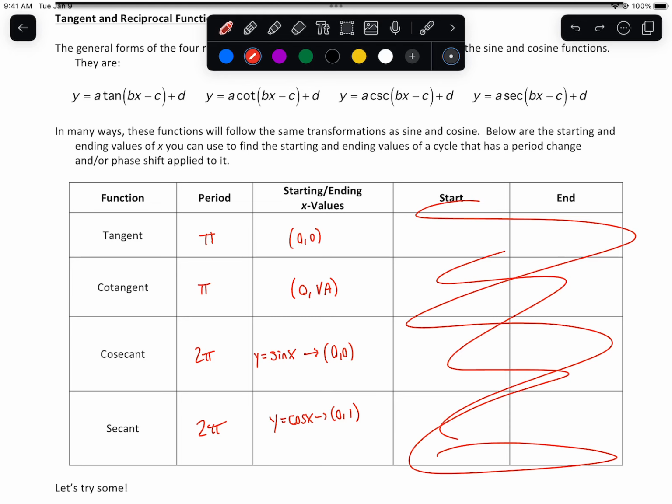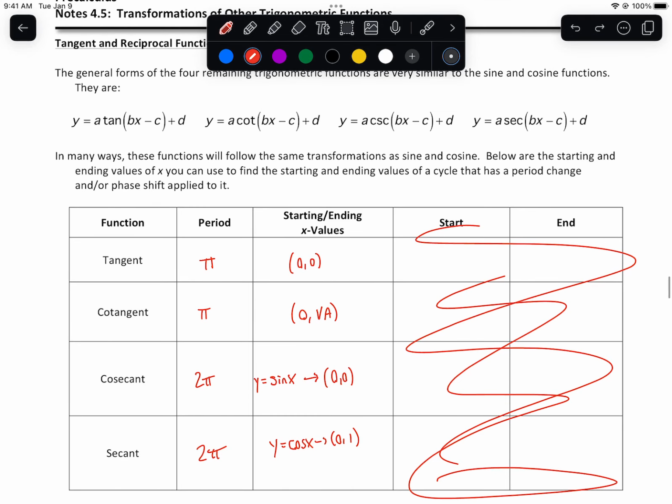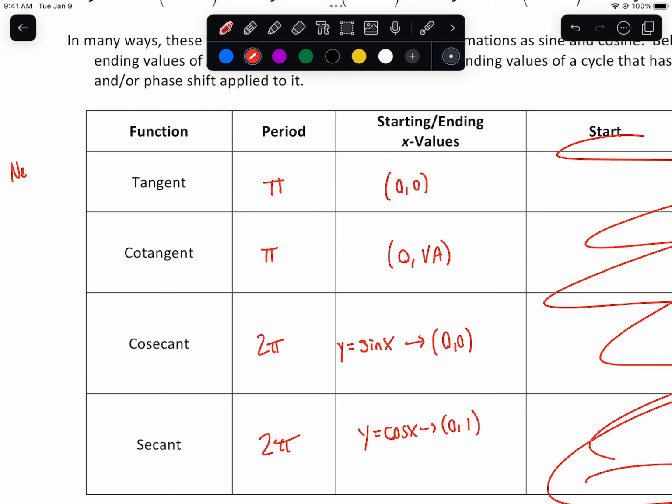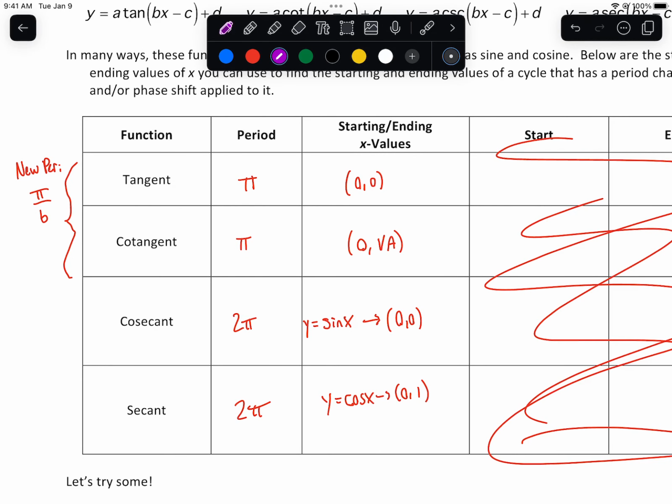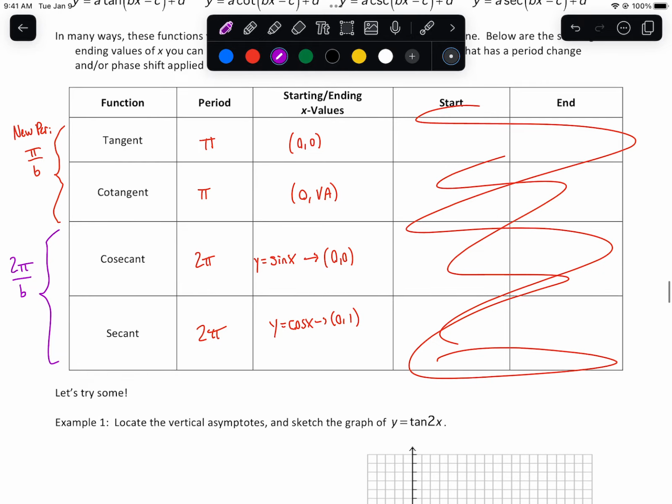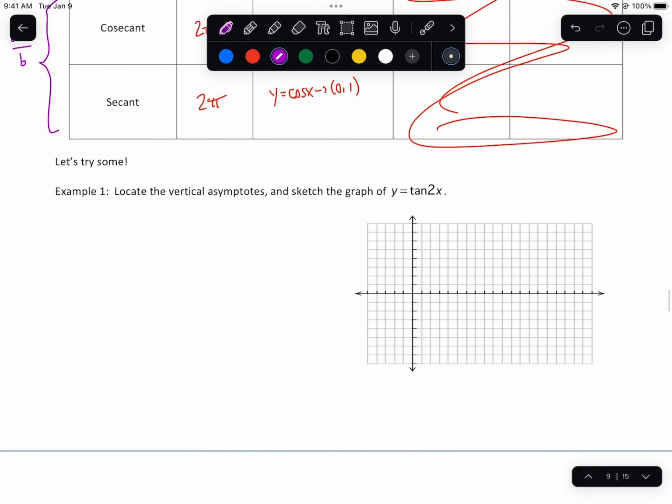The big thing that we're going to need to know here with your functions is the new periods. That's going to be a key thing here. So for the new periods for tangent and cotangent, you take the old normal period, pi, and you put it over b. And that's going to go for both of those. Your period for cosecant and secant is going to be tied into the periods for sine and cosine. So that's going to be 2 pi over your b value there.